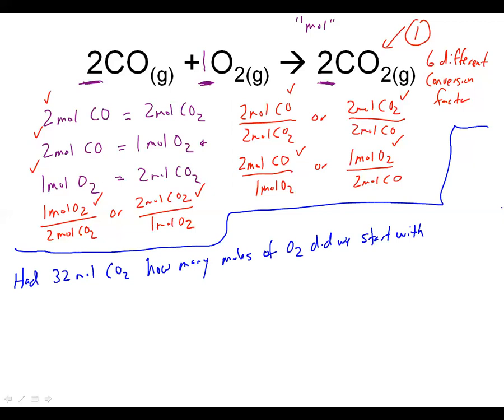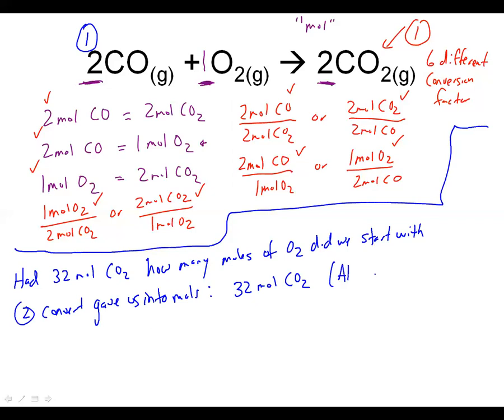Our first step is we want to make sure that we have a balanced equation, which we do. The second step is to convert whatever they gave us into moles. And in this particular case, they gave us 32 moles of CO2. So we do not need to do that. It's already done. So again, you don't want to do any kind of weird thing like unconvert it from moles and then go back and reconvert it into moles.